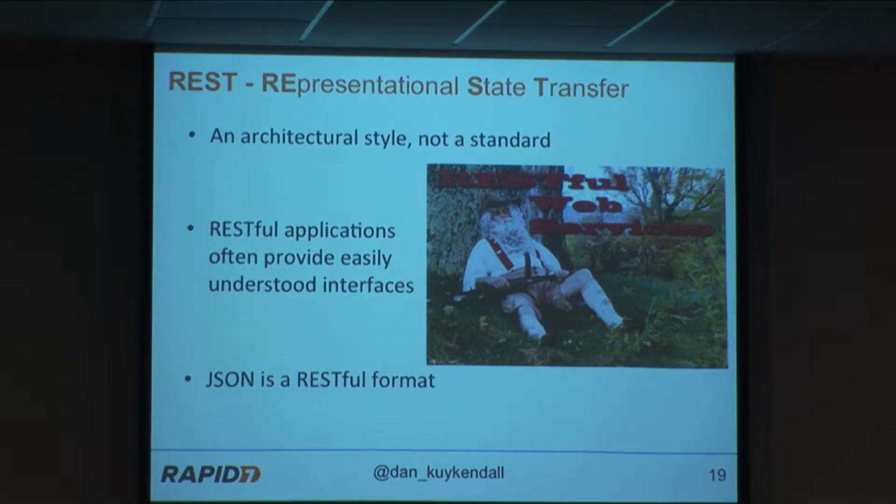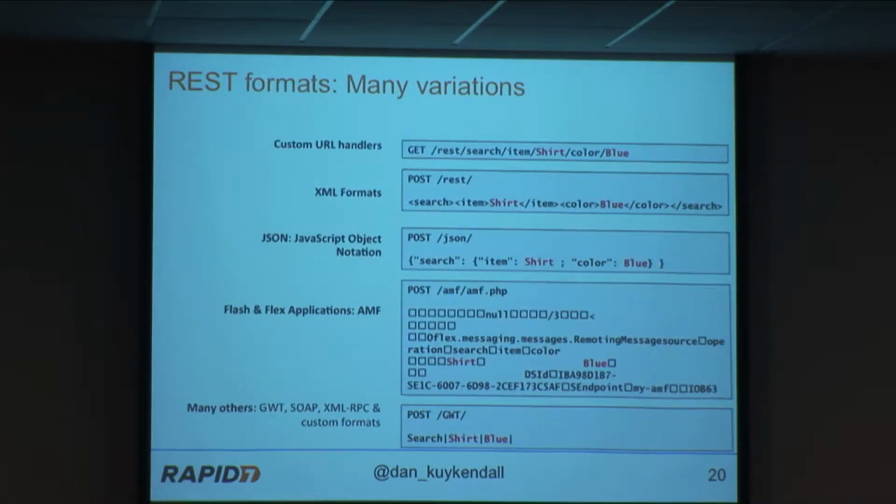What we see a lot of is REST. We hear REST all the time. REST is not a standard. It's really a style. JSON is one of the very popular RESTful formats that we'll get into the most, but you can see REST in a lot of different ways. We could see it in the URL structure, like on top. You could see XML, JSON. We used to see some AMF from Flash and Flex apps, but those are waning. Google Web Toolkit. There's a lot of different formats that we'll see the data in.